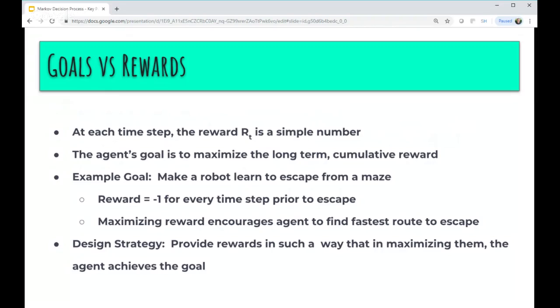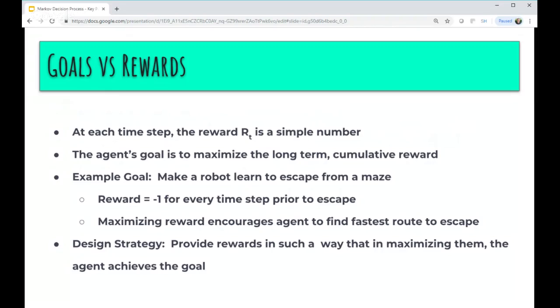All it is, is a single real number typically. It could be an integer in some problems, but in most general problems, it's a real valued number that you are given from the environment. It's not a very complicated thing. It's a very simple signal, but that signal is the only thing that you have to work with to solve the environment. So your goal as an agent is to maximize the long-term cumulative reward, not just that short-term reward, which is what you see, but the cumulative long-term reward.